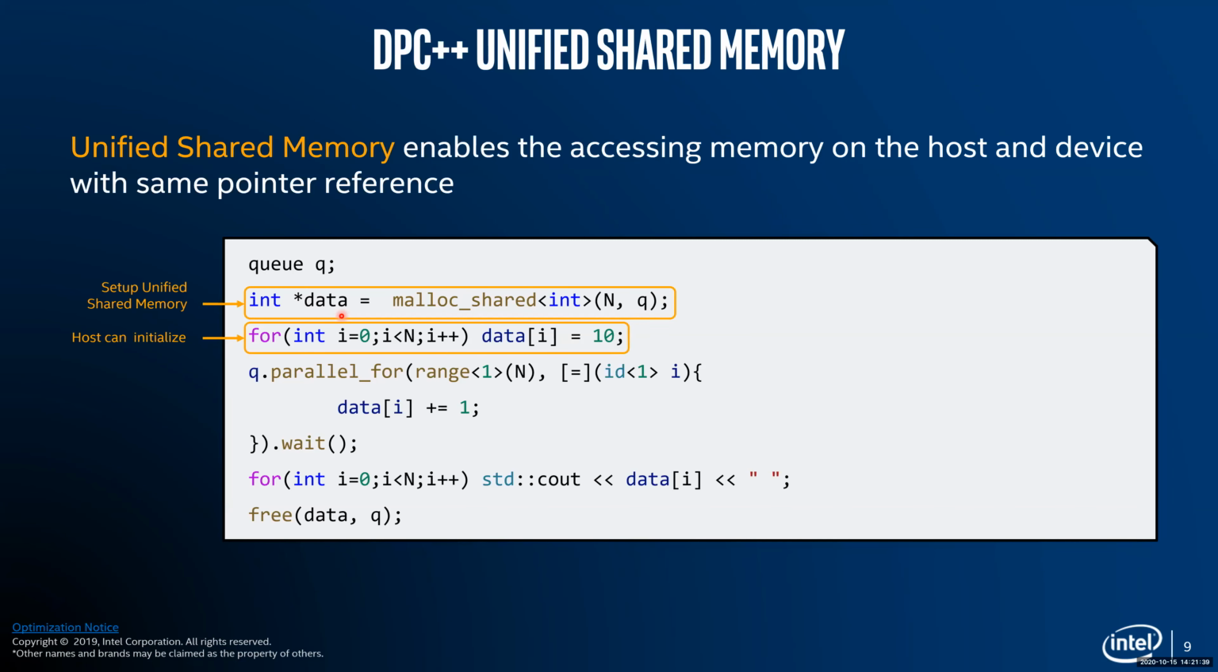In the second step, you can see that we are actually initializing this data object with values of 10 on the host side. And then the next part is the kernel function. Here you can see that the same data object is actually accessed on the device side, and it's being modified by adding 1 to each one of the elements. And then finally, once the kernel function is completed and we wait for completion, you can see that the host can directly print out the data object. This particular example will actually print out the value 11 in each one of the items in the data array.